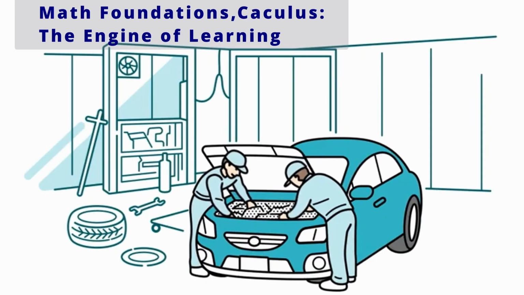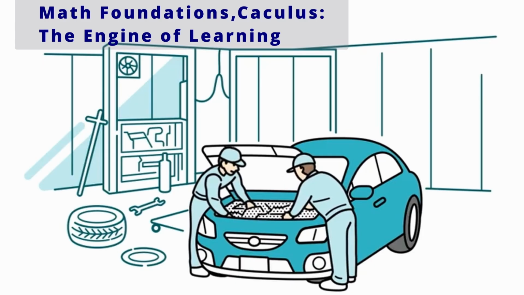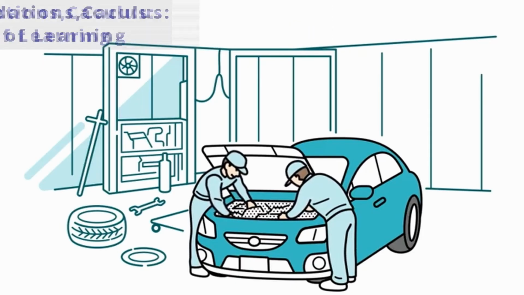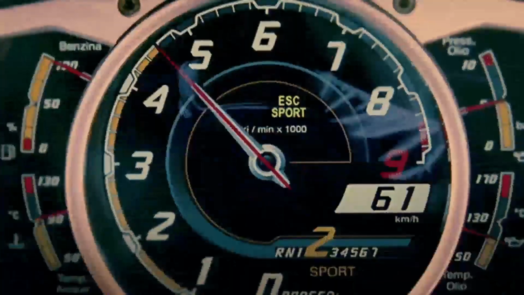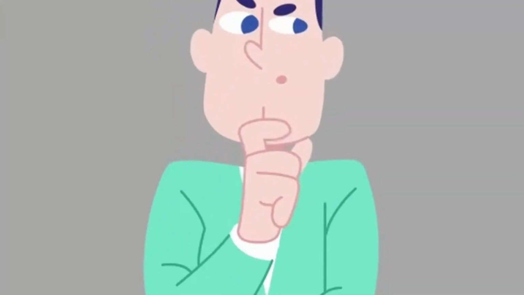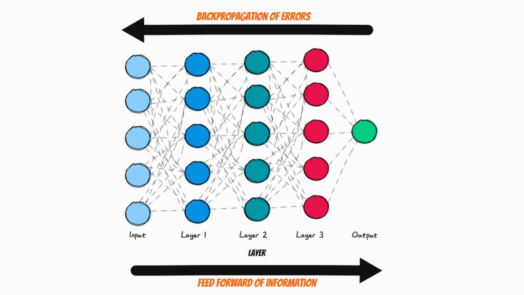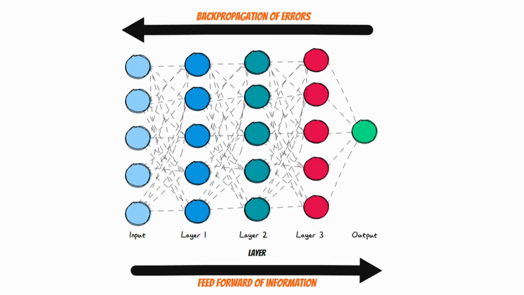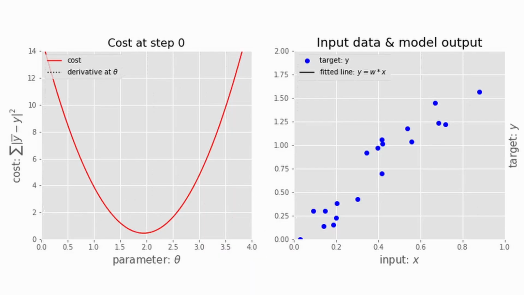Calculus, the engine of learning. Why engine? Because calculus is fundamentally about change, how things change in relation to each other. Think of your car's speedometer. It's showing the rate of change of distance over time. That's calculus. So how does that apply to a model learning? Well, models learn by adjusting their internal parameters to get better predictions. Calculus helps us figure out how to adjust them efficiently.